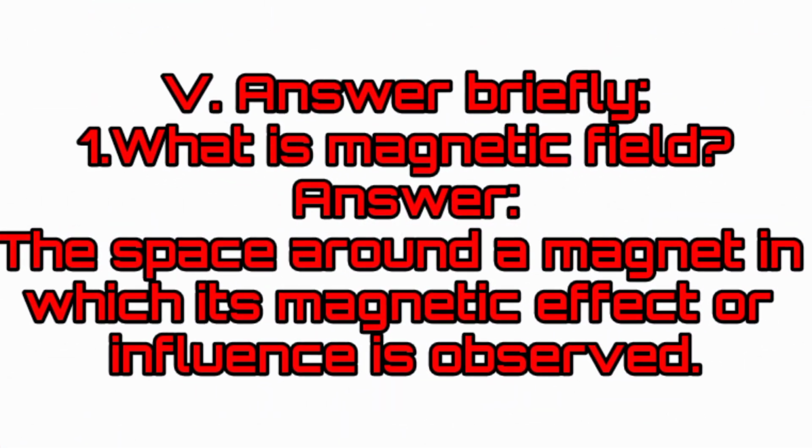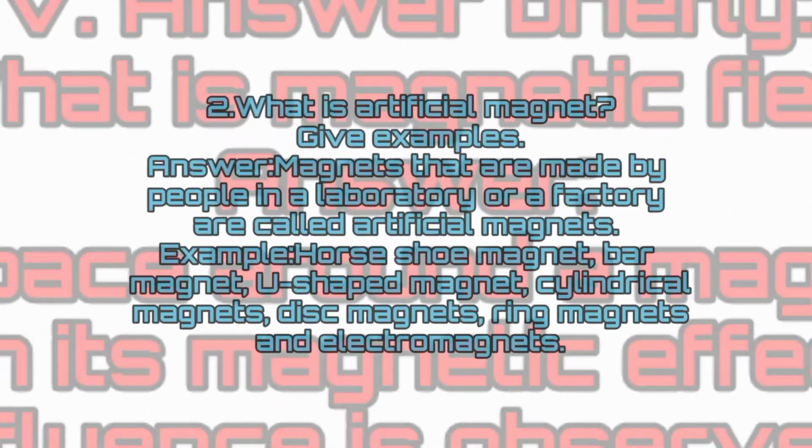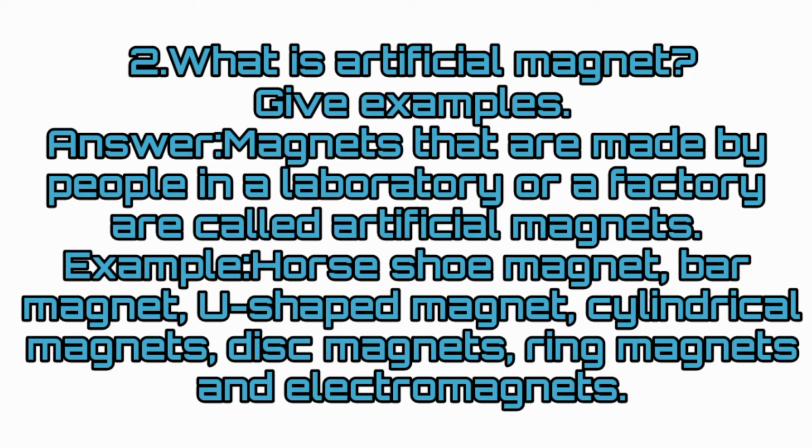Answer briefly. Define magnetic field. Answer the space around a magnet in which its magnetic effect or influence is observed. Question number 2. What is artificial magnet? Give examples. Answer. Magnets that are made by people in a laboratory or a factory are called artificial magnets. Example, horseshoe magnet, bar magnet, U-shaped magnet, cylindrical magnets, disc magnets, ring magnets and electromagnets.